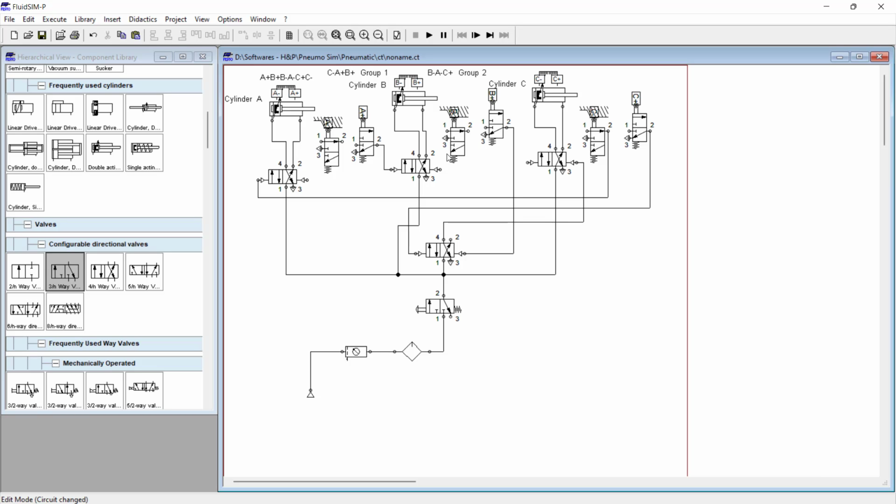What is the first sequence of group 2? That should be the B cylinder needs to retract. So from here we connect the signal to the second DCV, second position, to retract the B cylinder. After the B cylinder retracts, what is the next sequence? The A cylinder needs to retract. So we connect this, and the A cylinder retracts. After the A cylinder retracts, what is the next sequence? The C cylinder needs to extend. So from here we give the connection to extend the C cylinder.